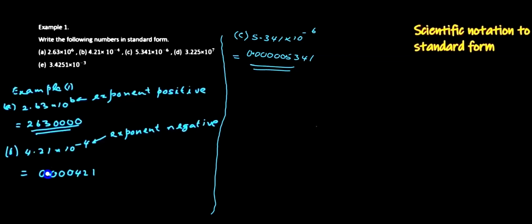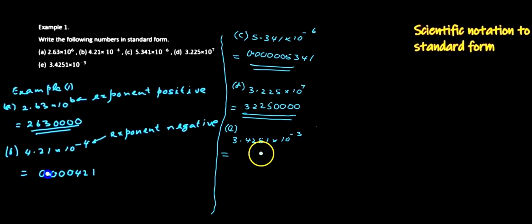Now the part D. As the exponent is positive and equals 7, we move the decimal point 7 places to the right. The answer is 3,225,000. Now, the part E. As the exponent is negative and equals 3, we move the decimal point 3 places to the left.